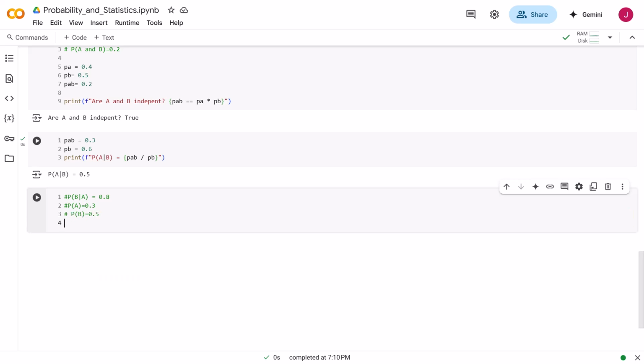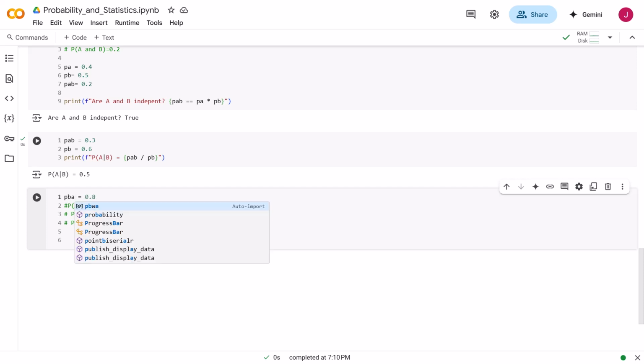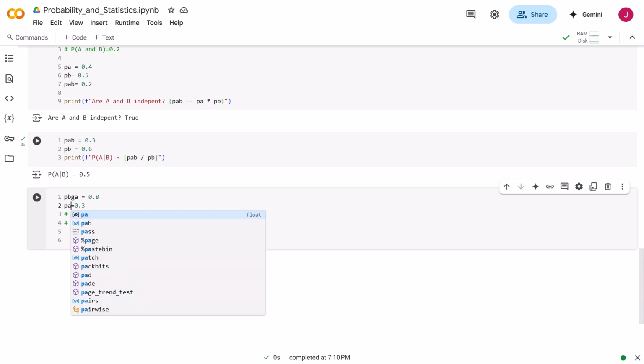Then I want to calculate probability of A given B. How do we calculate probability of A given B based on this information that I have? Again, I will change this one. So probability of B given A is equal to 0.8, probability of A is 0.3, and probability of B is 0.5.